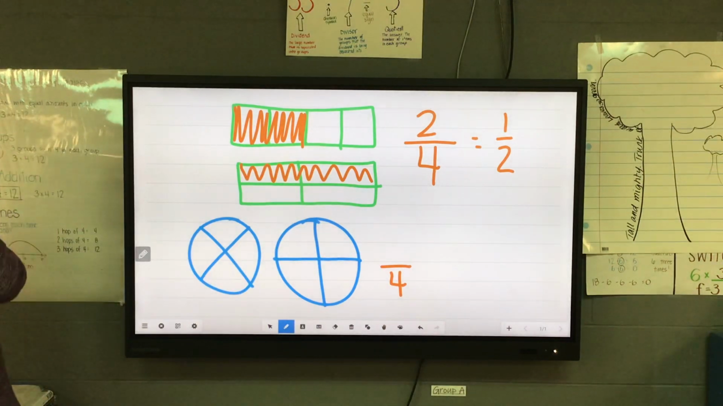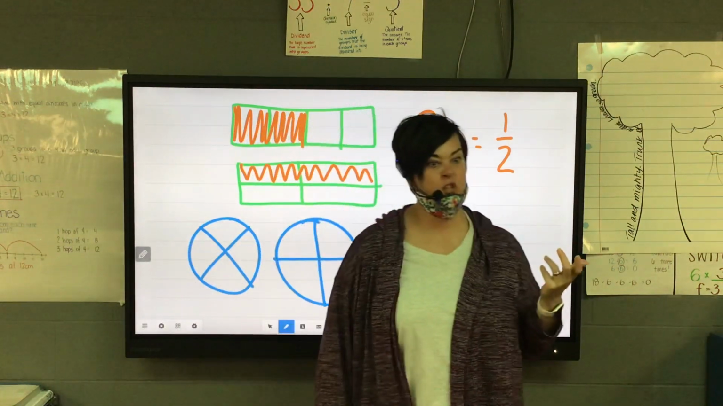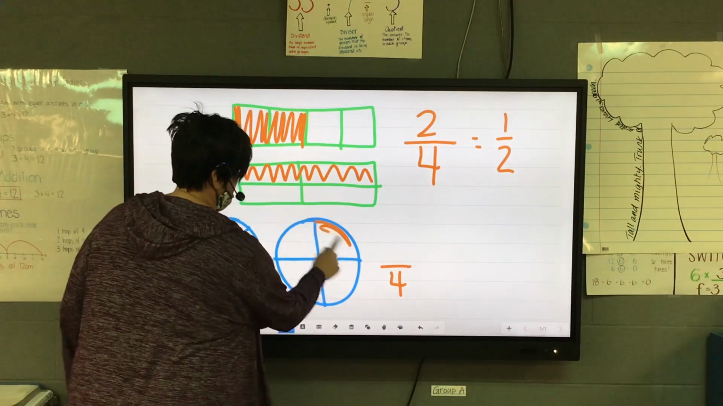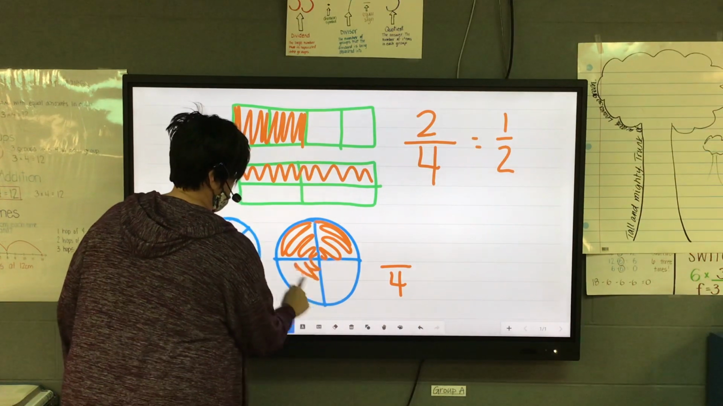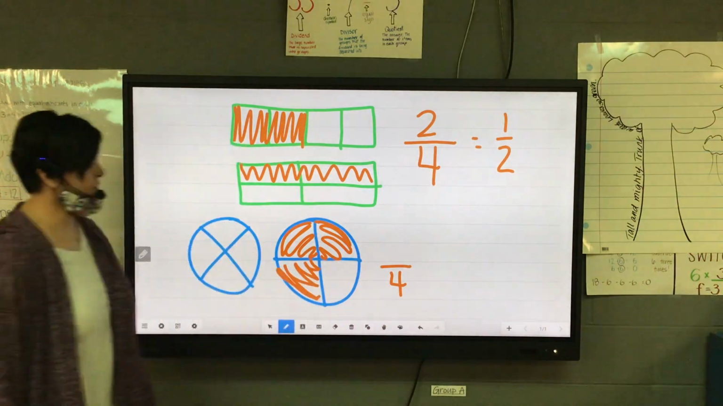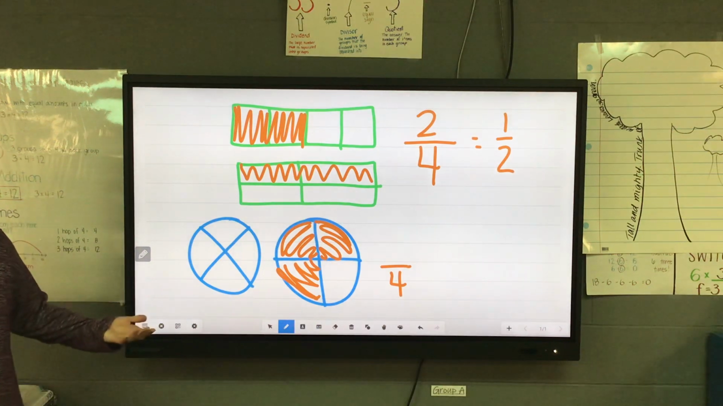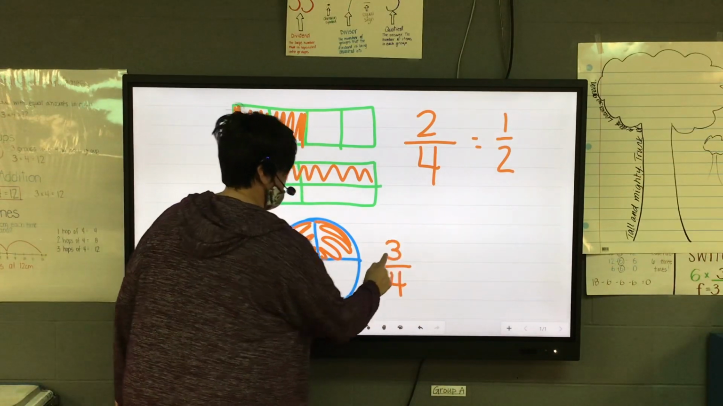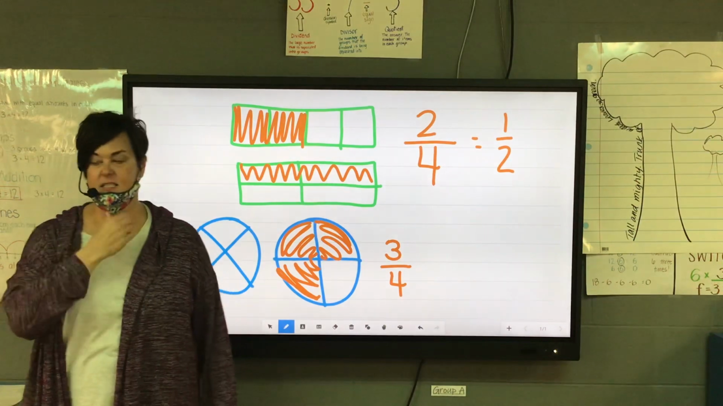Of our pie, you were really, really hungry for pie, so you ate 3 pieces. How much of the pie did you eat then? What's our fraction going to be? 3/4, because you ate 3 of those 4 pieces.